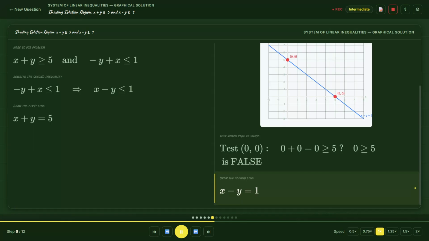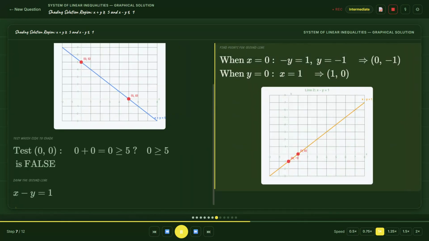Now let's do the same thing for our second rule. We change the sign to equals and find 2 points. When x is 0, we get y equals minus 1. That's the point 0, minus 1. When y is 0, x is 1. That's the point 1, 0. Connect these dots with a straight line.